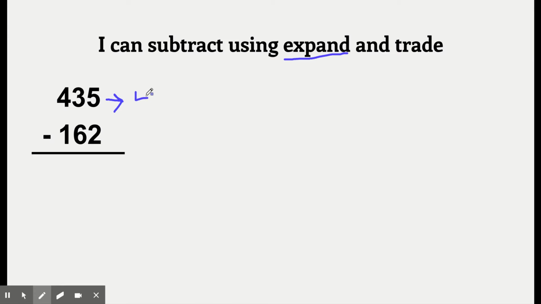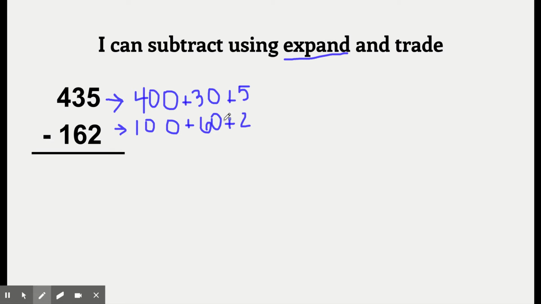435 becomes 400 plus 30 plus 5, and 162 becomes 100 plus 60 plus 2. When I expand my numbers, it's super important that I line up my hundreds, tens, and ones so that I can see what I'm subtracting at what time.